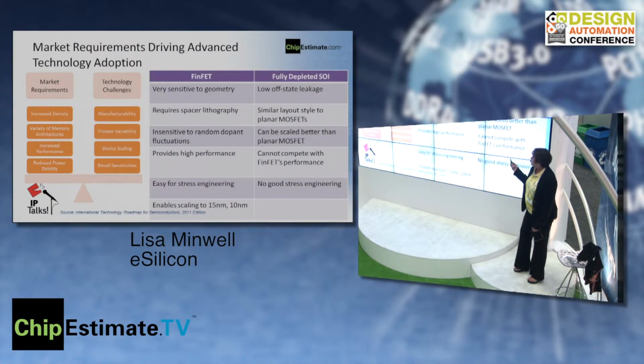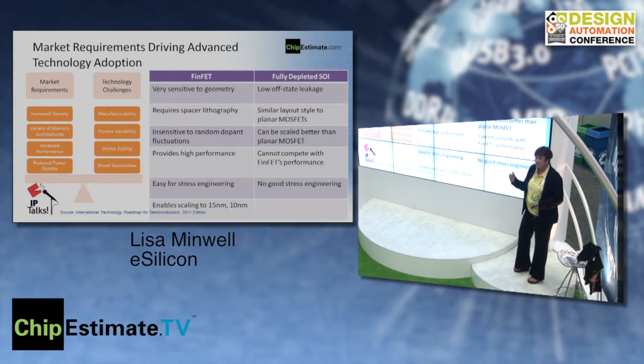So if you look at the market requirements and you compare those to the technology challenges that you have, you're having increased density. You have to pack more stuff into that chip. And with that, you have a variety of memory architectures that you have to take care of. So you can't just do your whole chip with a vanilla SRAM. You've got different functions. Some things might have to run at lower power. Some things might have to be shut off. Some things have to be parallel processed. So you might need special bit cells for that. And how can you accommodate that?